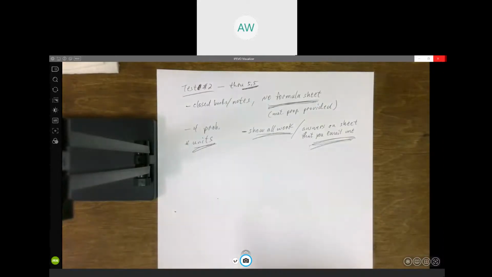All right, so any kind of procedural or general type questions before we start looking at specific mechanics and material stuff?